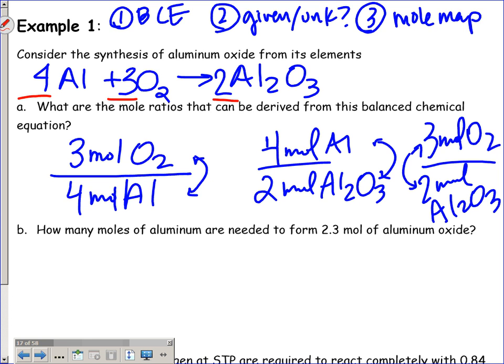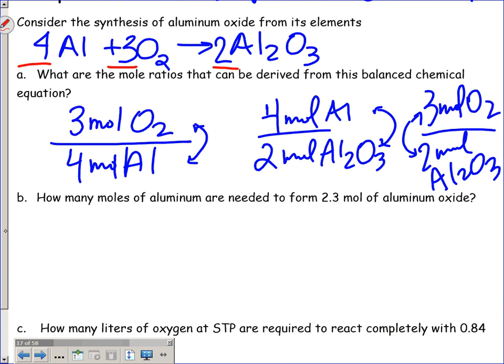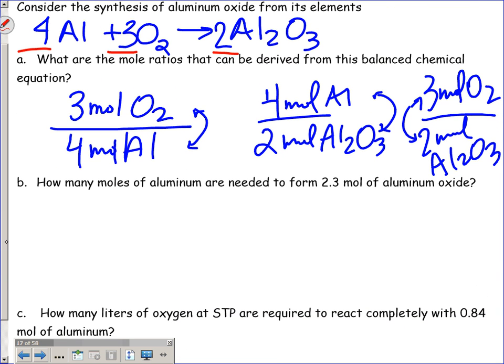All right, now let's put this in context. We have our balanced chemical equation. We need to write down our givens and our unknowns. So question, and write this down with me, I promise it'll help you in the end. How many moles of aluminum are needed to form 2.3 moles of aluminum oxide? All right, so I have my given and I have my question.